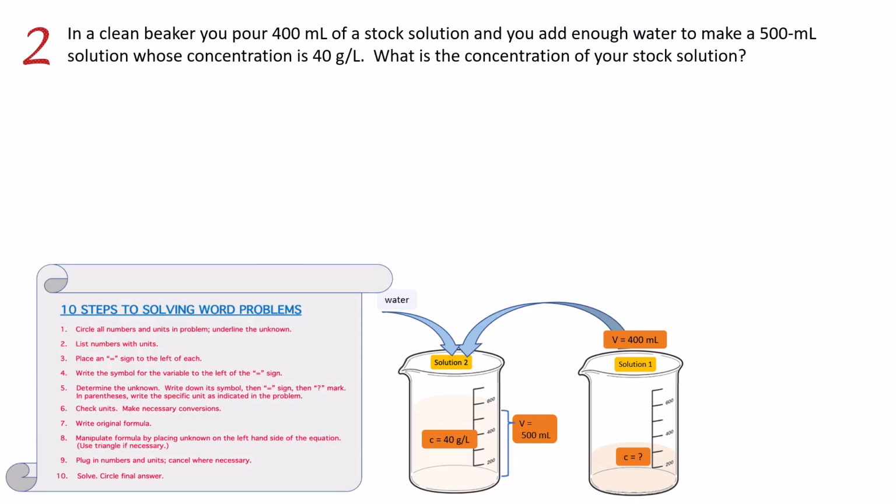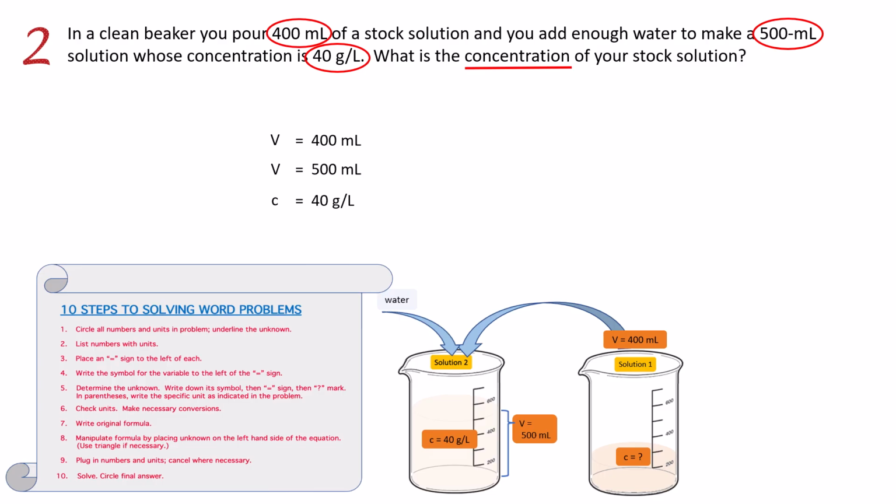We'll use the 10-step technique to solve the problem. Step 1. Circle all numbers and units in problem. Underline the unknown. Step 2. List numbers with units. Step 3. Place an equal sign to the left of each. Step 4. Write the symbol of the variable to the left of the equal sign. Milliliter is a unit of volume, and gram per liter is a unit of concentration.